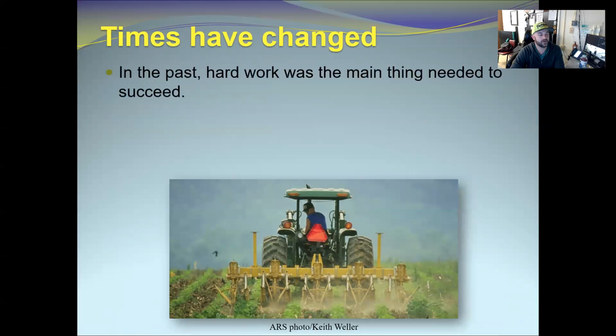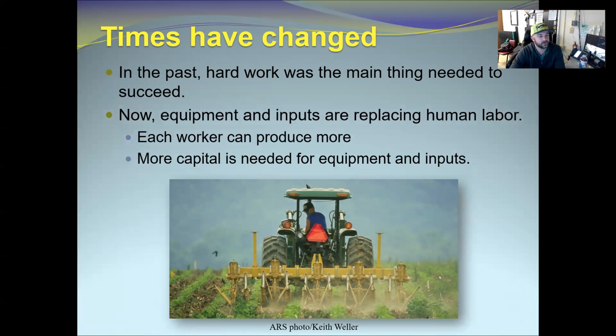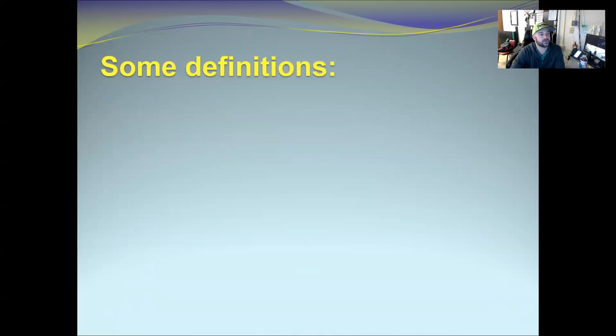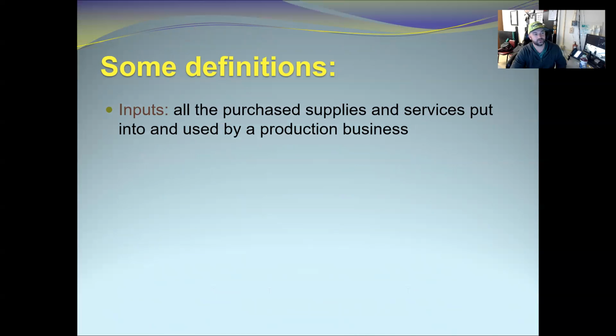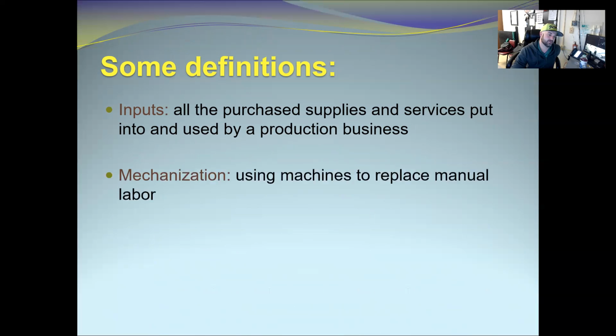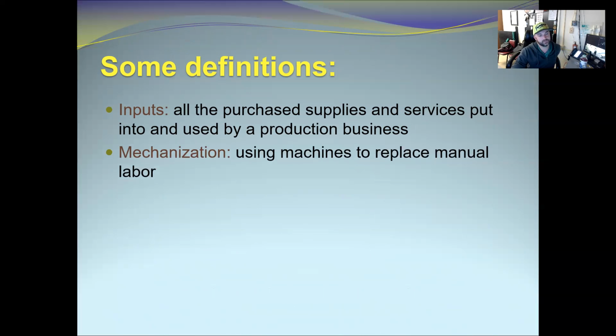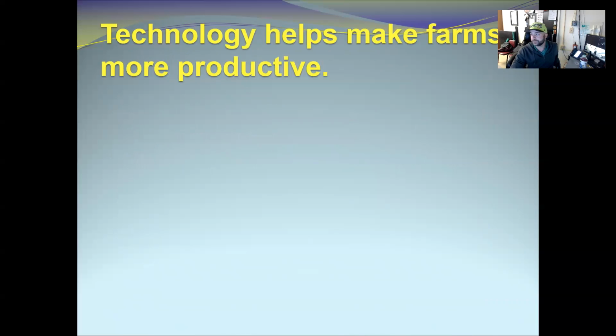Times have changed. In the past, hard work was the main thing needed to succeed. Now equipment and inputs are replacing human labor. Each worker can produce more, but more capital is needed for equipment and inputs. Some definitions to take into account here: inputs are all the purchased supplies and services used by a production business. Mechanization is using machines to replace manual labor.